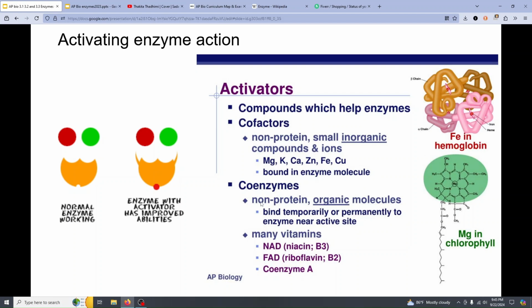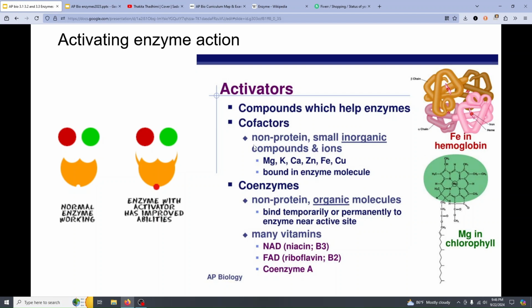But when the activator is an organic compound, and which binds to the allosteric site, then it's called a coenzyme. Okay, coenzymes are also non-protein molecules, but they are organic compounds, and they are much more complex than the cofactors. Like you have riboflavin, which is vitamin B2, niacin, which is vitamin B3, coenzyme A, all of those things.